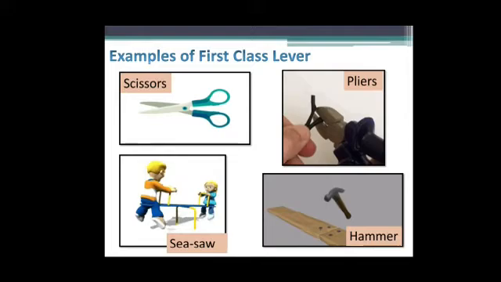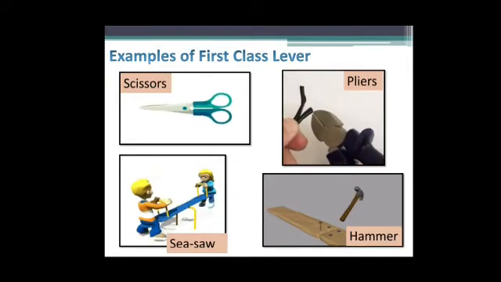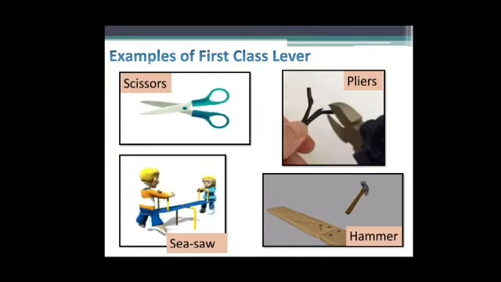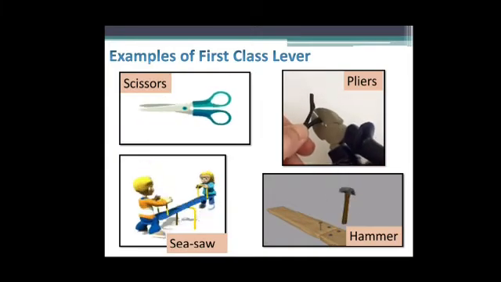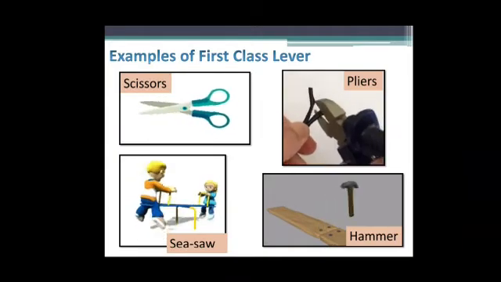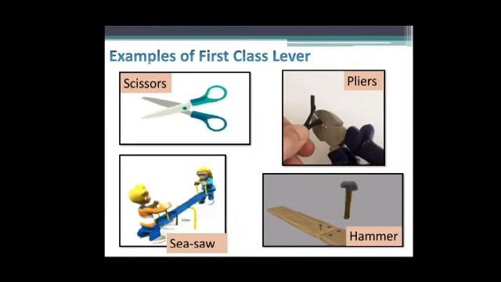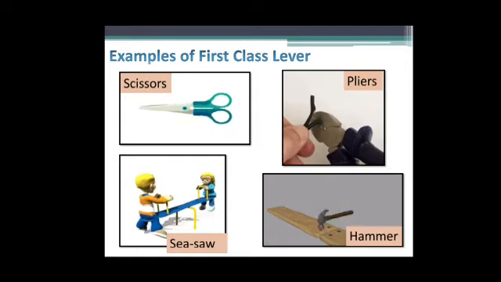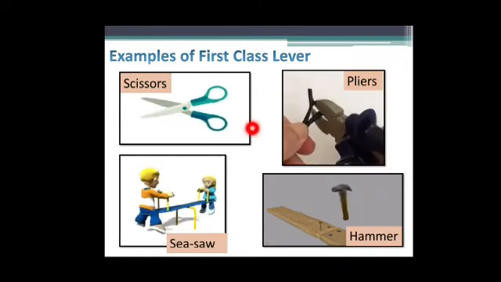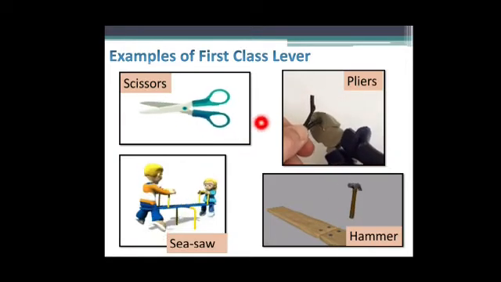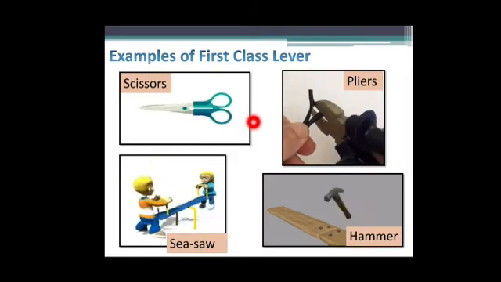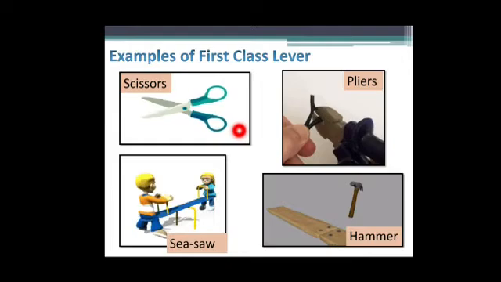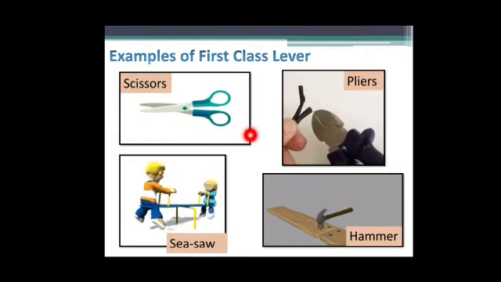Now, examples of some first class levers are scissors, pliers, seesaw, and hammer. These are the examples of first class lever. You can see here, what is in the middle? The fulcrum is in the middle. Okay, the fulcrum is in the middle.